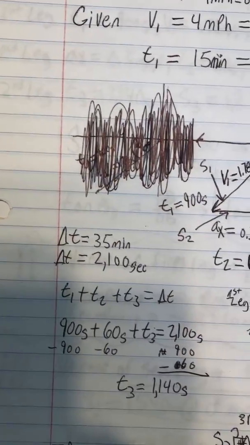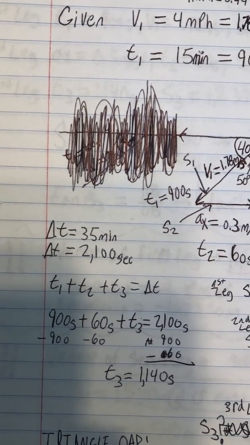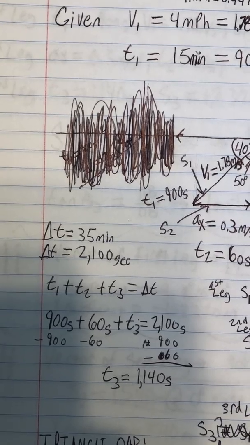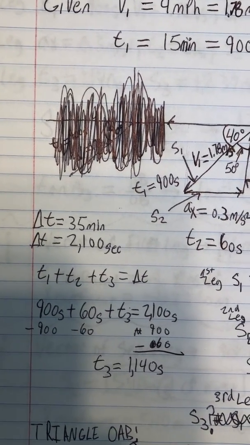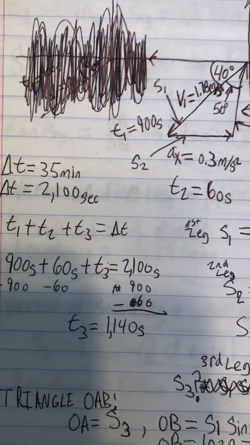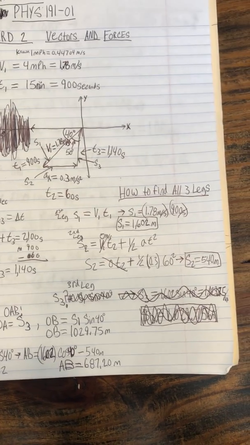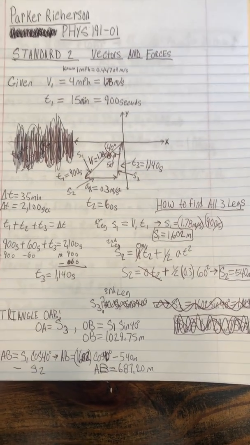This is how I found the time. dt equals 35 minutes, which is 2,100 seconds. T3 is 1,140 seconds. And how to find all 3 legs.